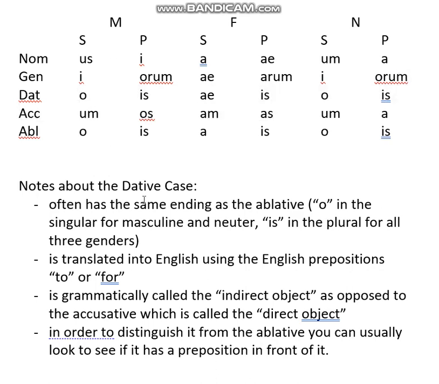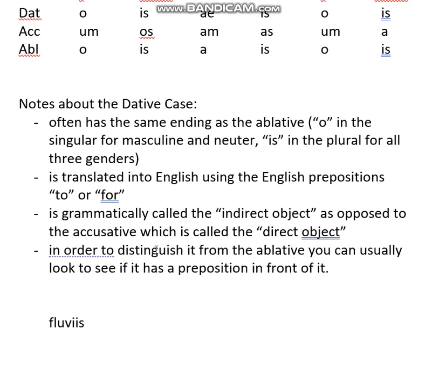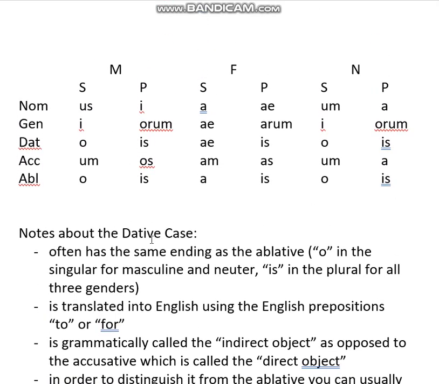So let's say you're encountering the word, let's go with fluviis. Let's say you're reading through Lingua Latina, you read through one of the chapters, and you find the word fluviis. How is it that you know this word right here? How do you know if it's ablative in the sentence or if it's dative in the sentence? How can you tell? Well, there's a couple ways that you can tell.